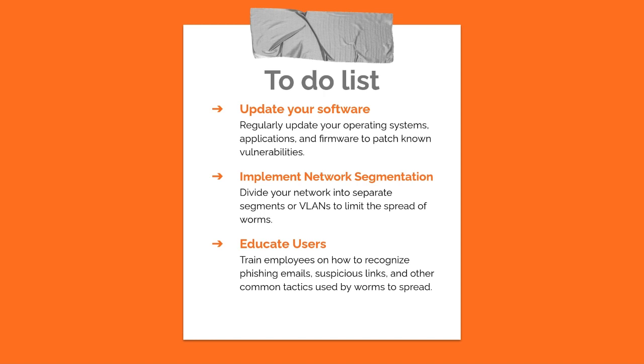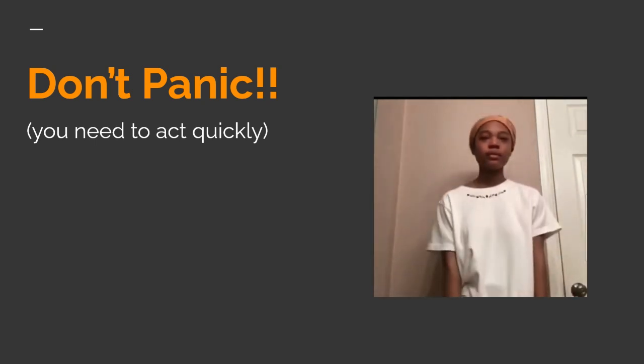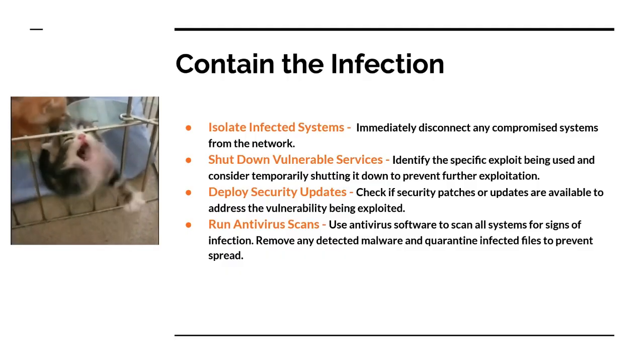And lastly, you need to educate all of your users. Train employees on how to recognize phishing emails, suspicious links, and other common tactics used by worms to spread. But let's say that you are currently under attack by a worm. What should you do? Don't panic, but you need to act quickly. Let's start by containing the infection.